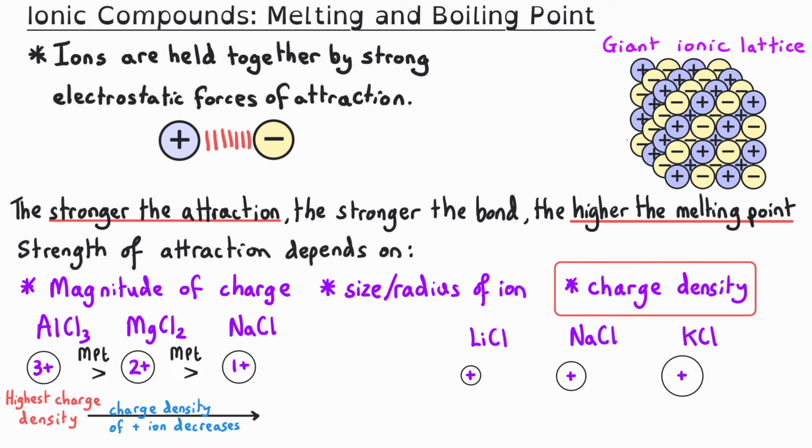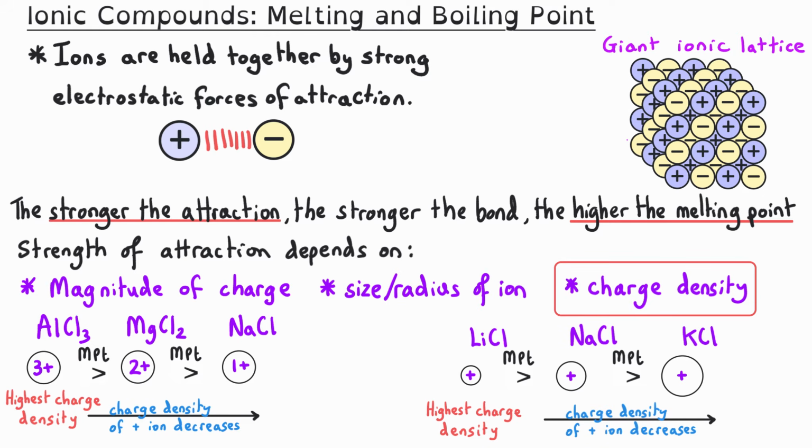And since lithium is the smallest ion, it will therefore have the highest charge density because its positive charge is concentrated into a smaller volume ion. And therefore the melting point of lithium chloride will be greater than that of sodium chloride, which will be greater than that of potassium chloride.